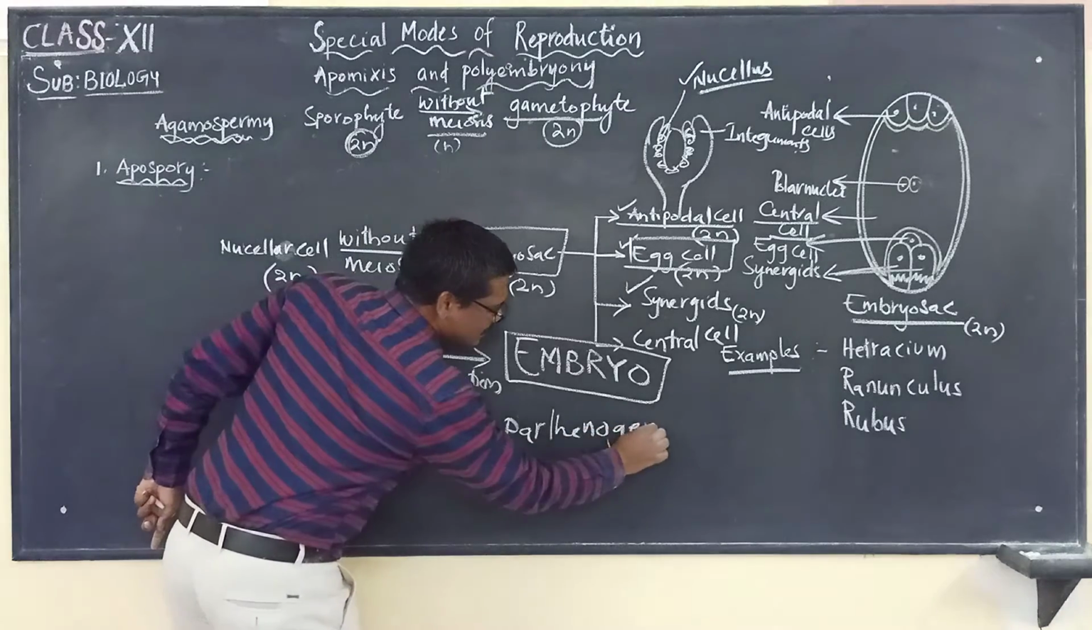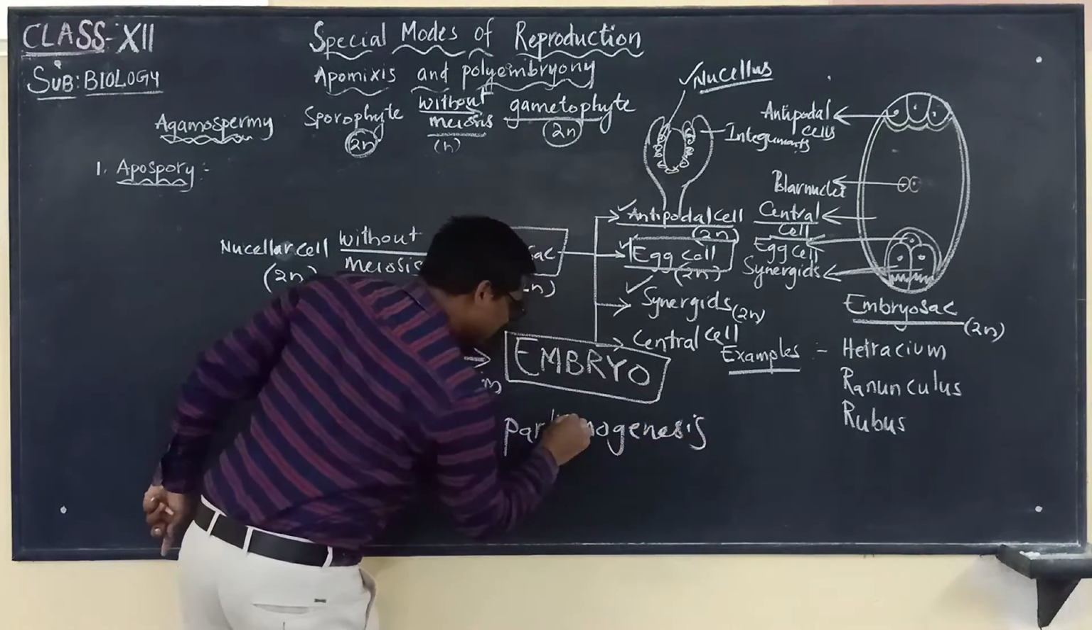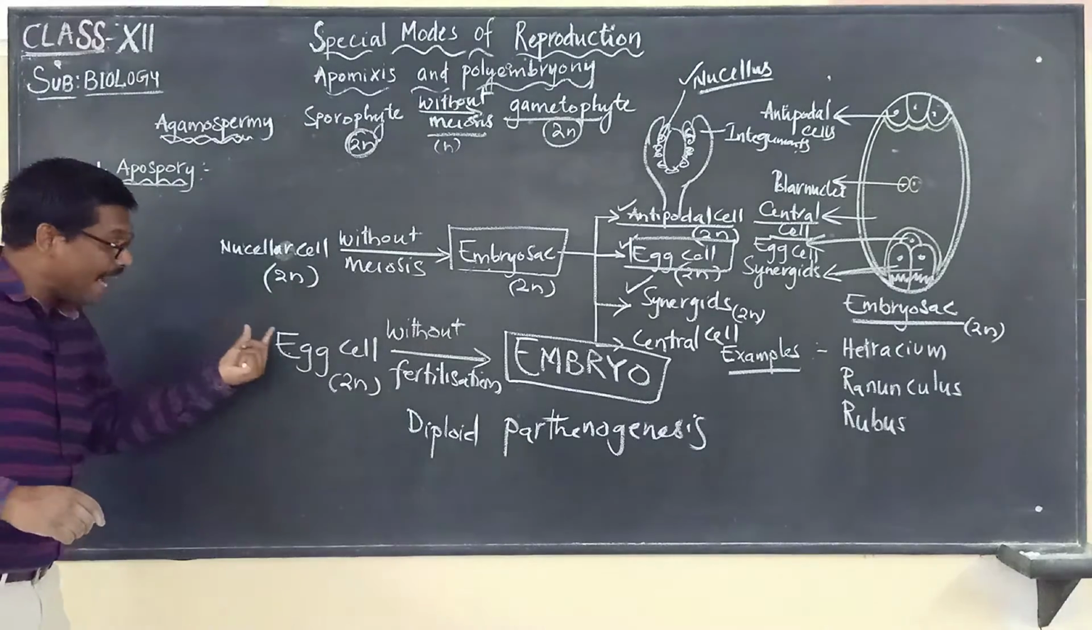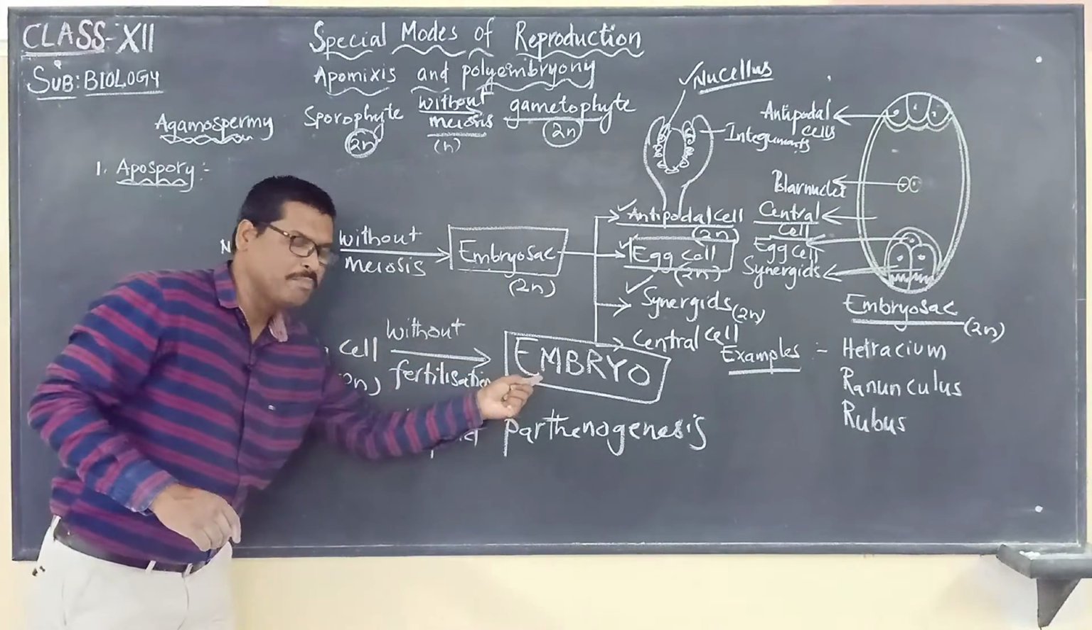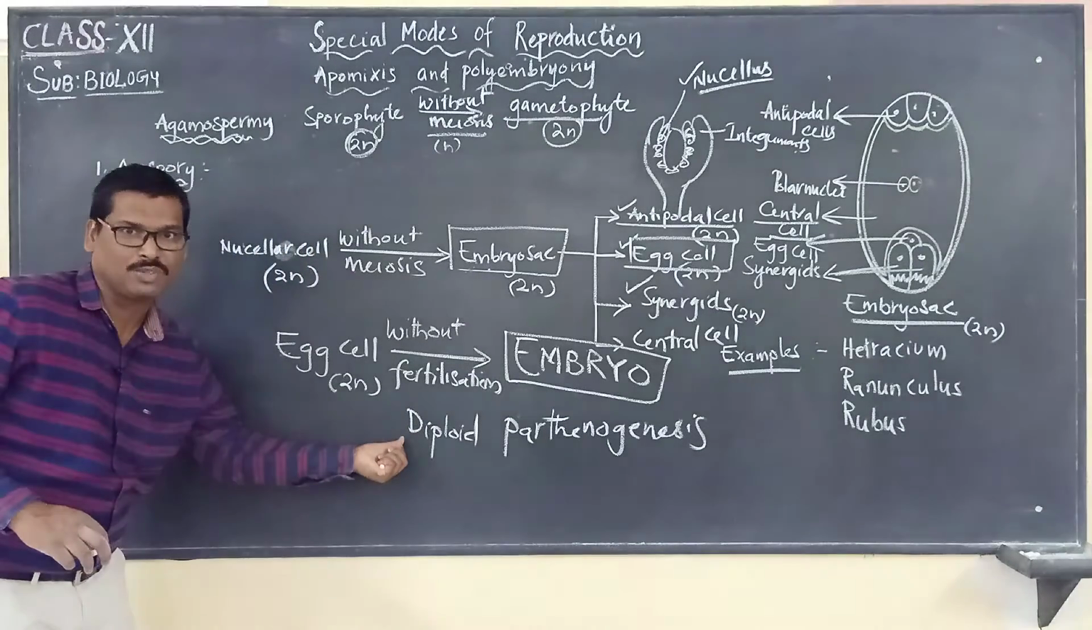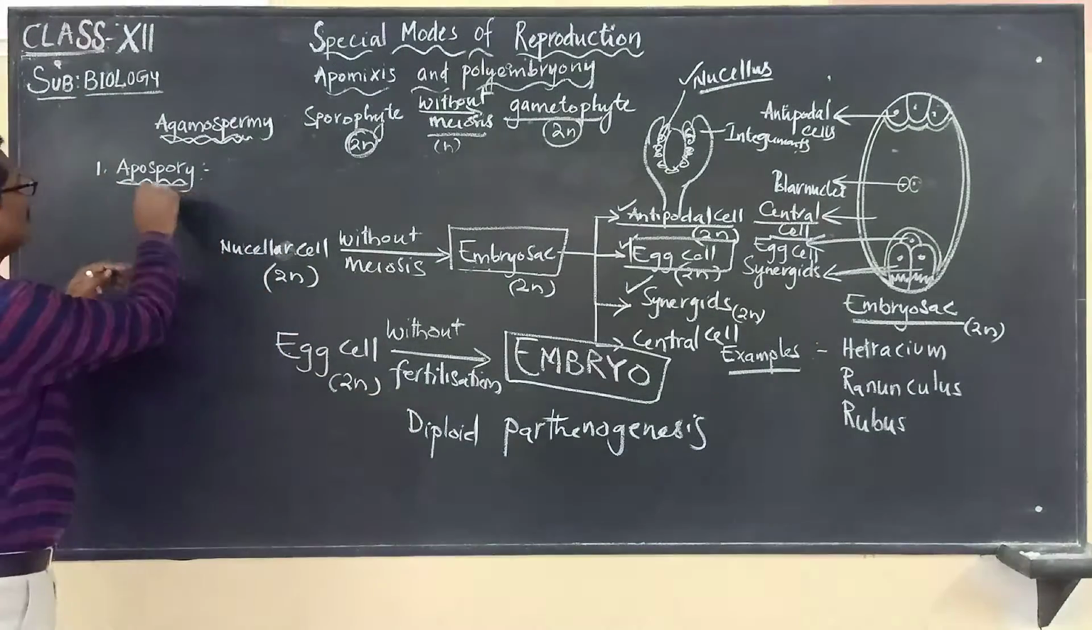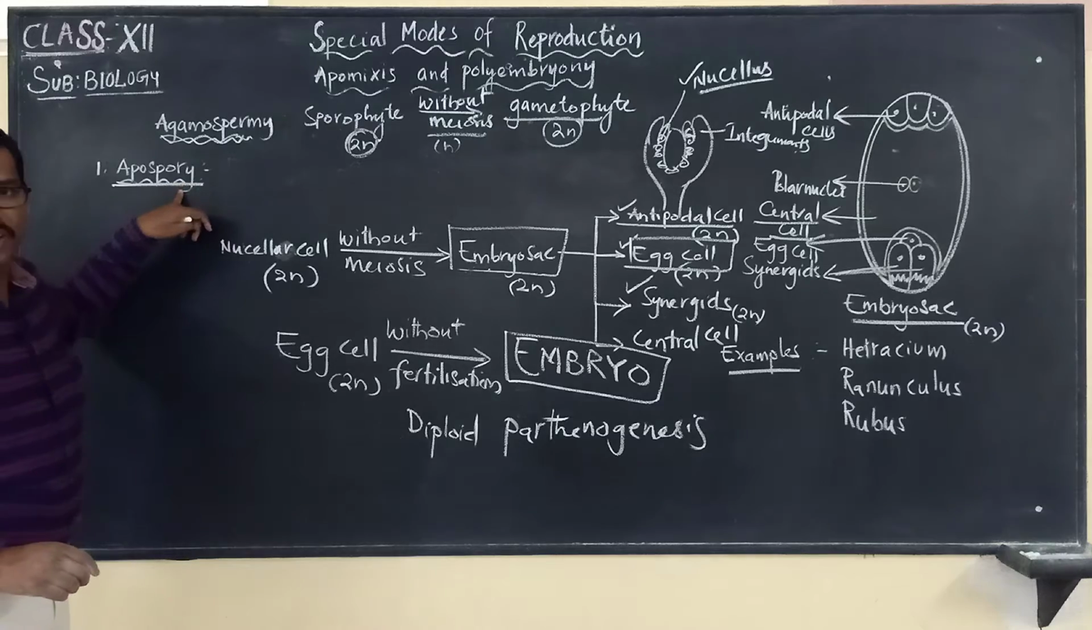Diploid parthenogenesis. Diploid parthenogenesis means what? When the egg cell without fertilization develops into an embryo, we call it diploid parthenogenesis. This is within what? The apospory only, within the apospory.